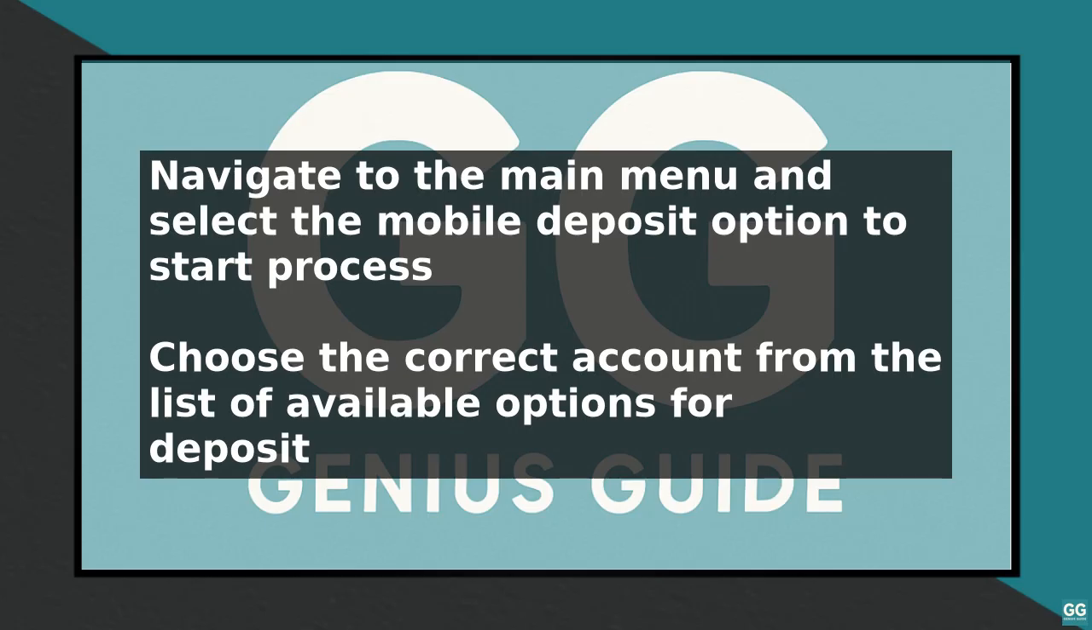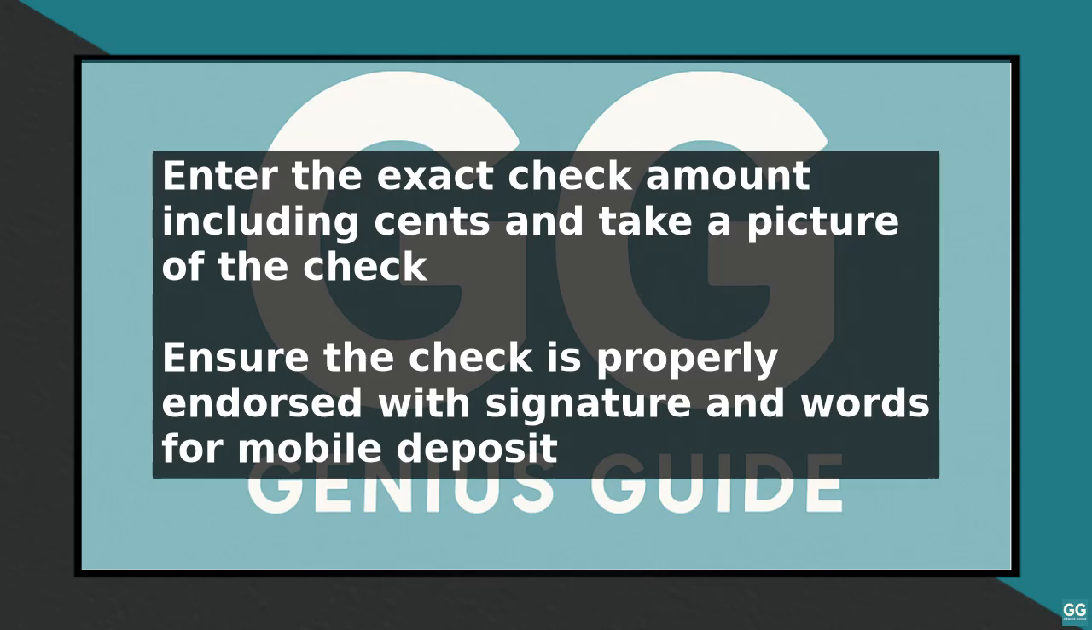You will also need to take a picture of the front and back of the check using your mobile device's camera. Ensure the check is properly endorsed with your signature and the words "for mobile deposit only." Place the check on a flat surface with a dark background to reduce glare and take a clear photo of the check. The app will guide you through the process of taking the photos and will confirm when they are acceptable.